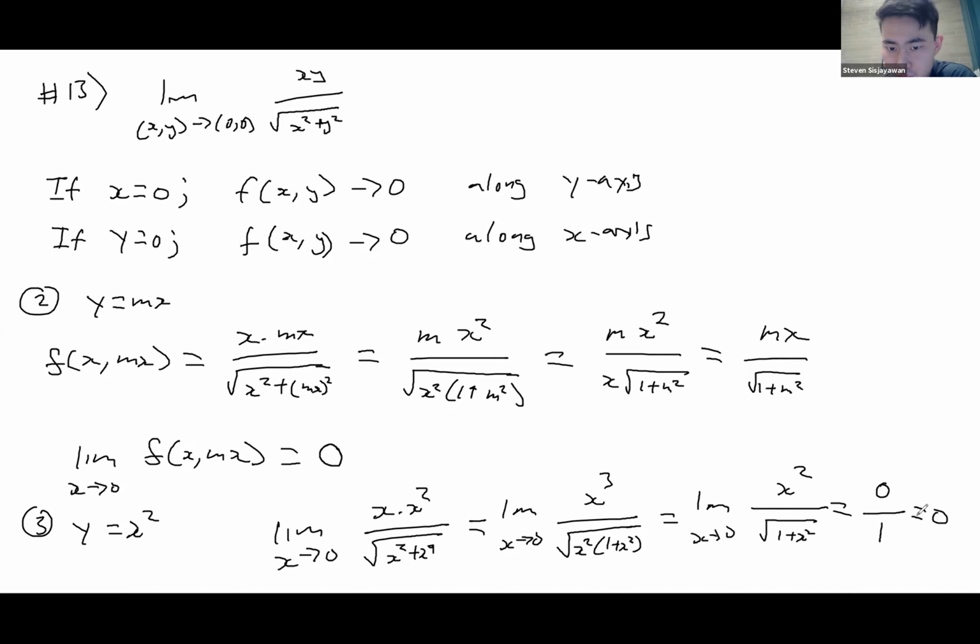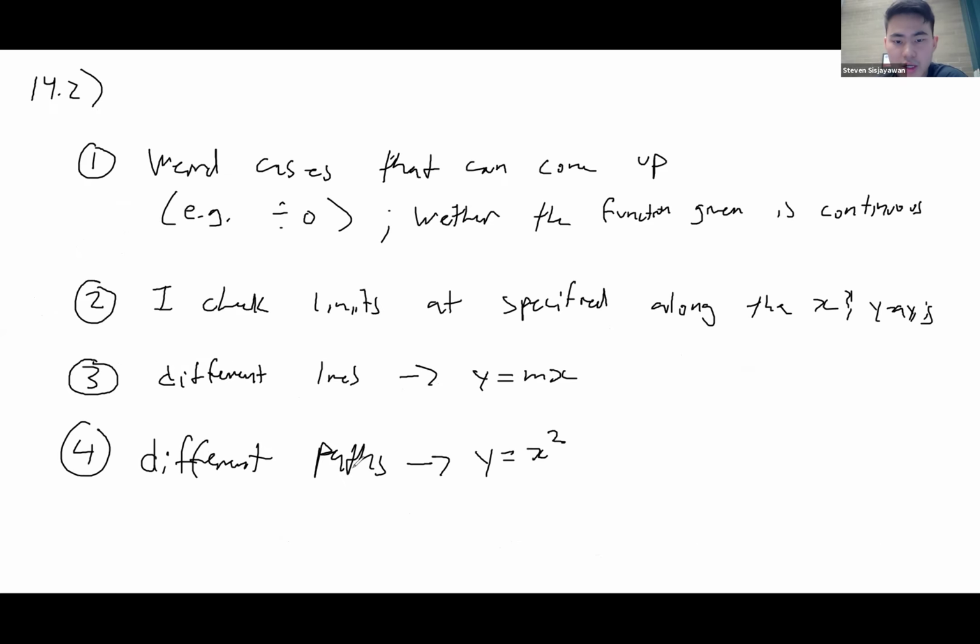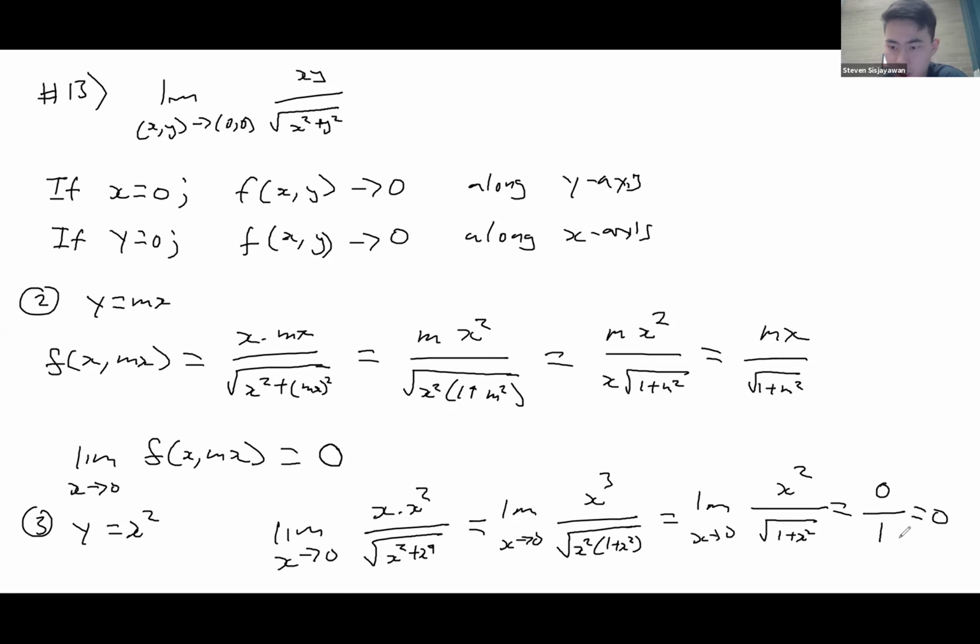Okay, and that's basically it for number 13. So the last thing you want to do, step number 4, is check other paths. An example is plugging in a polynomial instead of a line or linear curve. All right, and that's number 13.